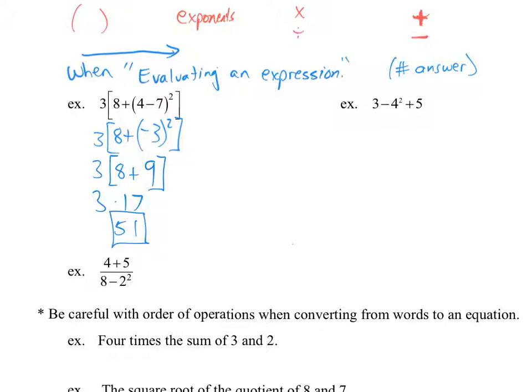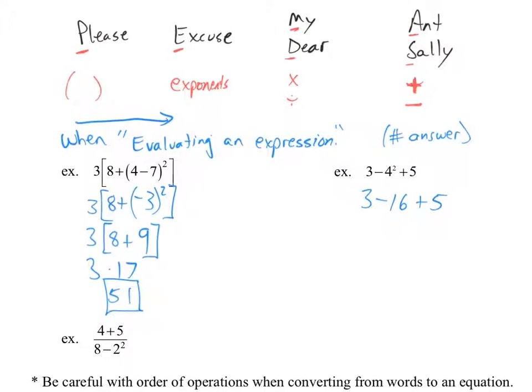Example 2. 3 minus 4 squared plus 5 becomes 3 minus 16 plus 5. Now we're at that whole addition subtraction. Do we do the addition before we do the subtraction? Does it not matter? It actually should. Because if you do this, you get a negative 13 plus 5, so negative 8. If you do this, you get a 21. 3 minus 21 is negative 18.